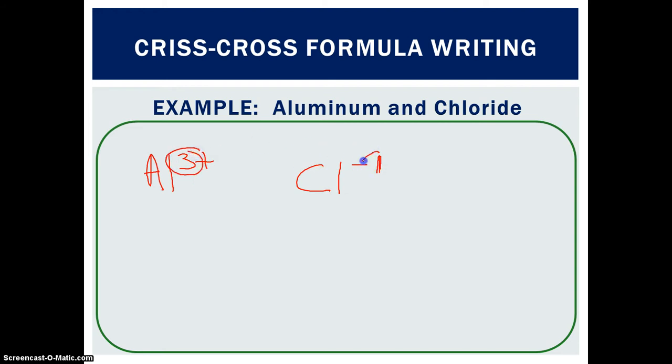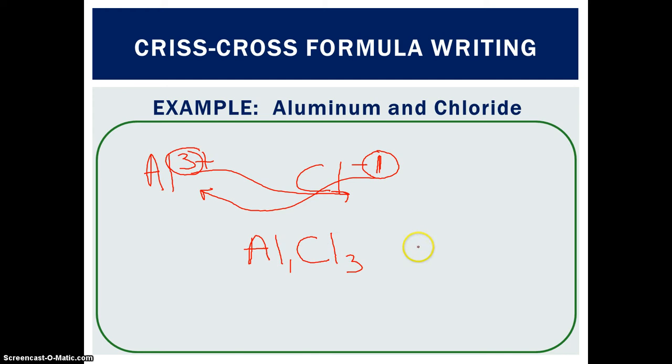So I have a 3 and a 1. I swap and drop. Aluminum, and I have 1 of them. Chlorine, and I have 3 of them. Prove to ourselves that it's neutral: 1 aluminum with a plus 3 charge, and 3 chlorines with a minus 1 charge. That's a 0 overall charge.